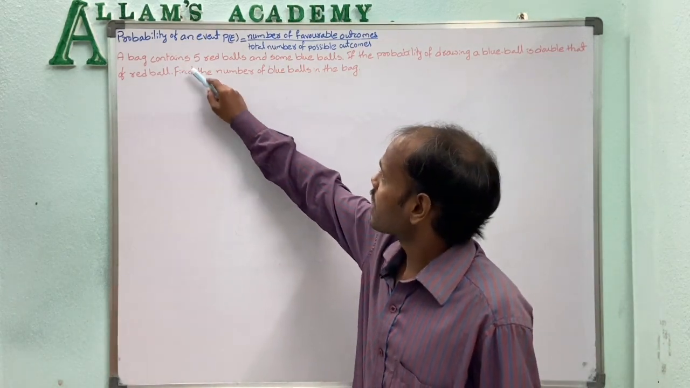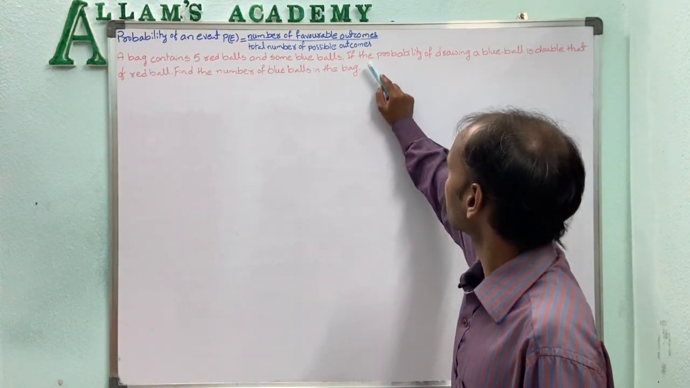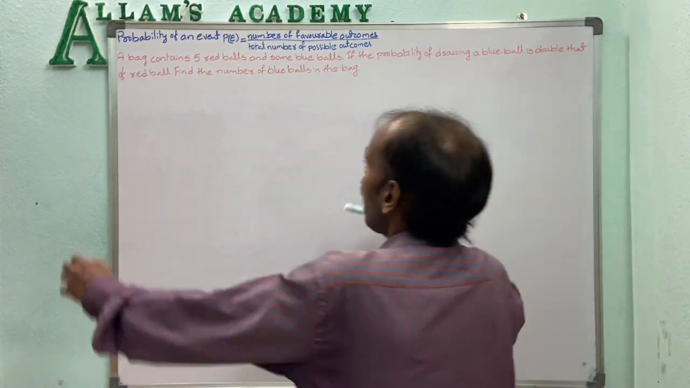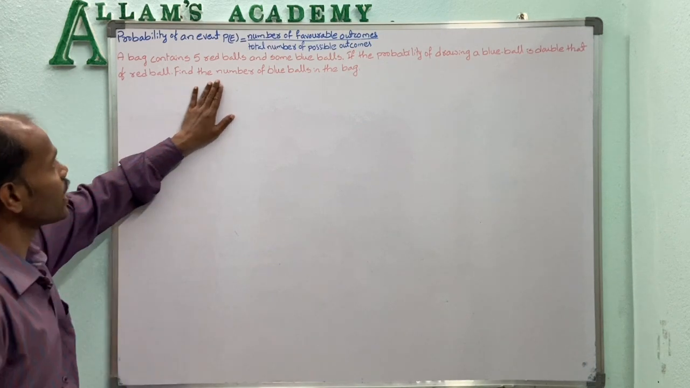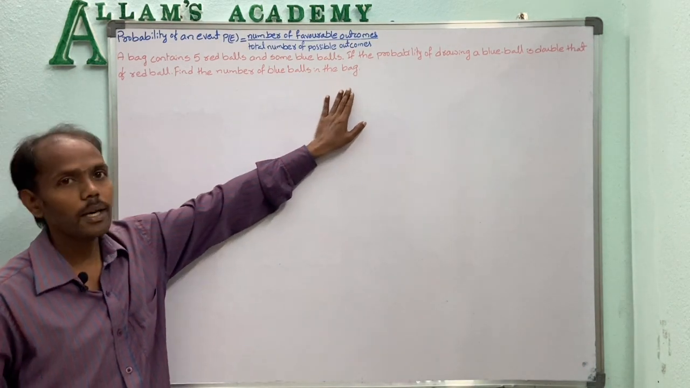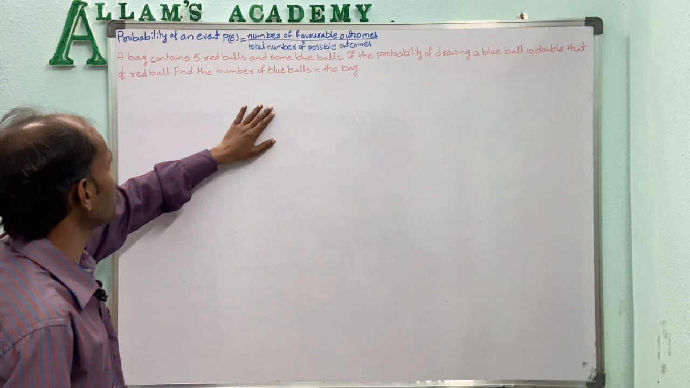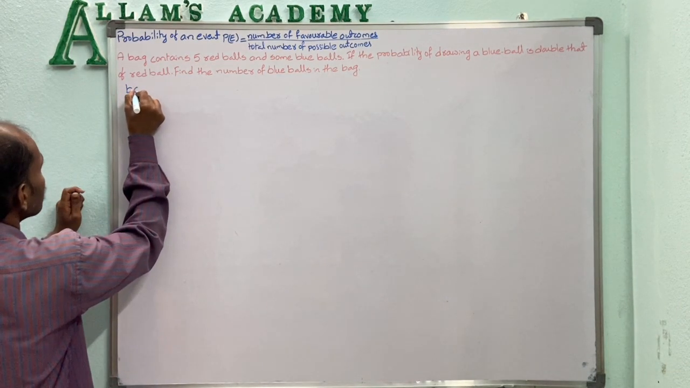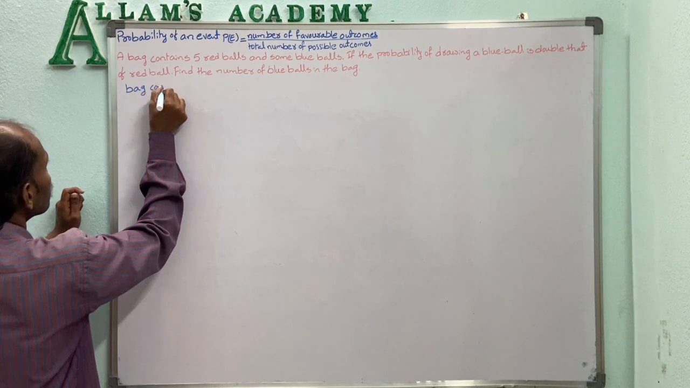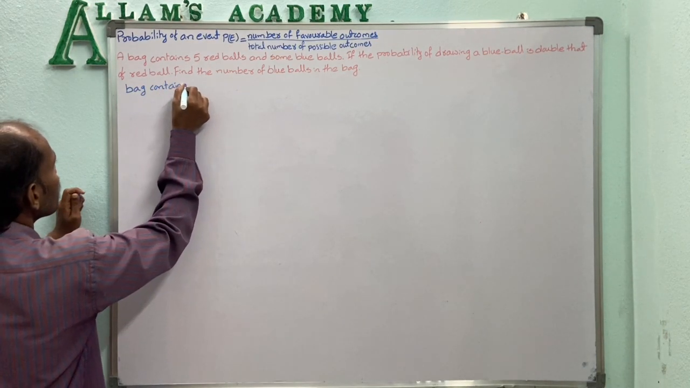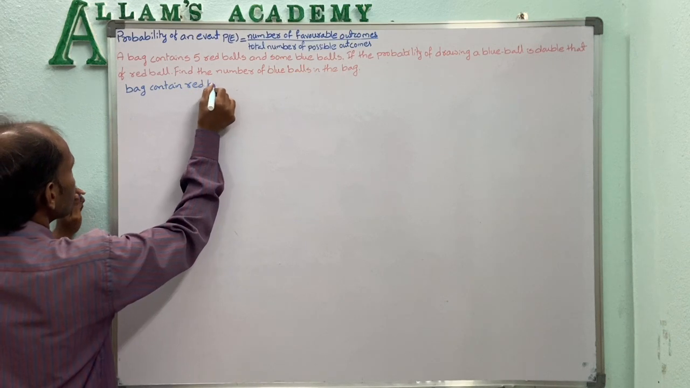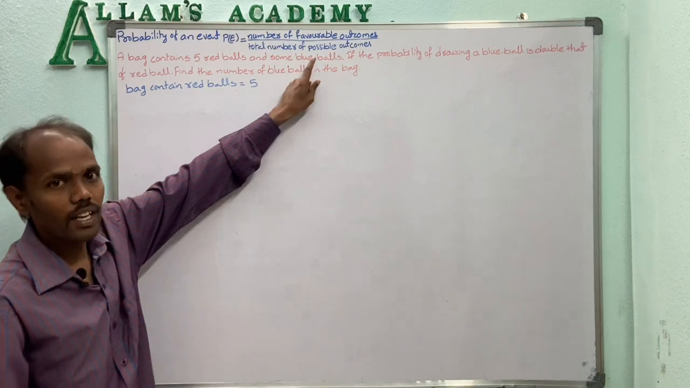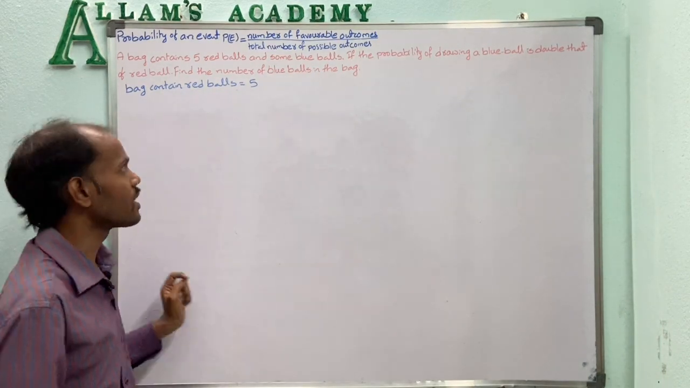A bag contains 5 red balls and some blue balls. If the probability of drawing a blue ball is double that of a red ball, find the number of blue balls in the bag. That is the information given. So the bag contains 5 red balls, and blue balls also, but that number is not given.